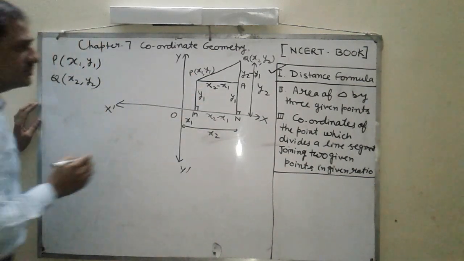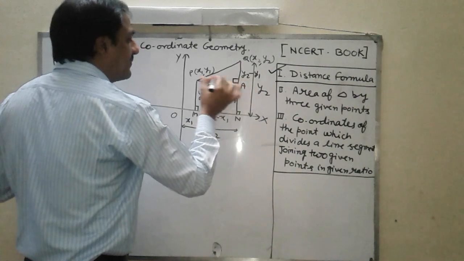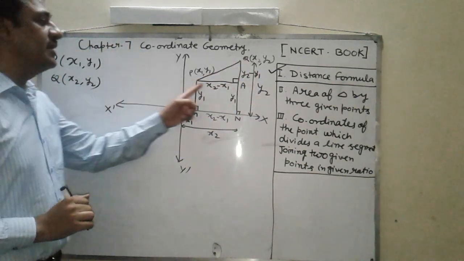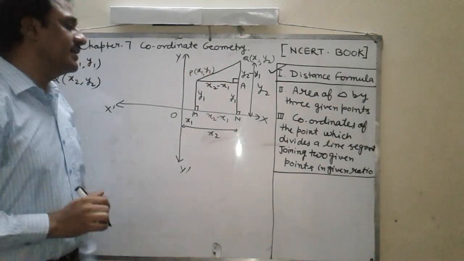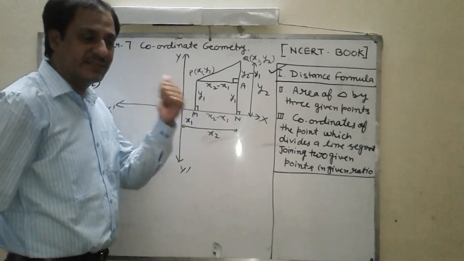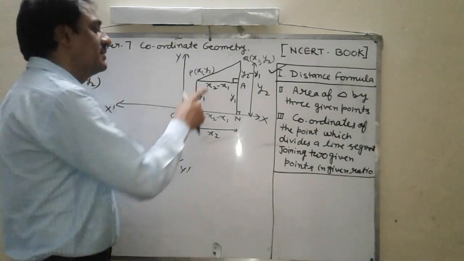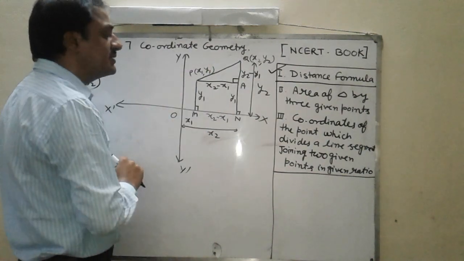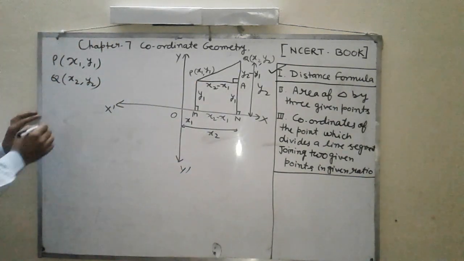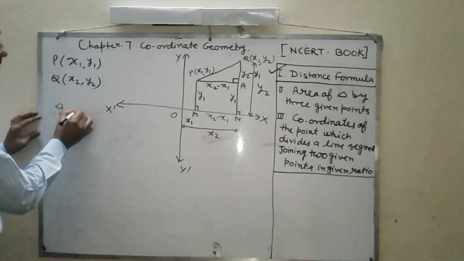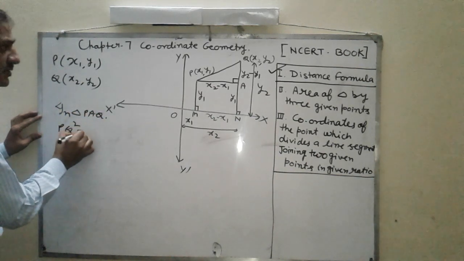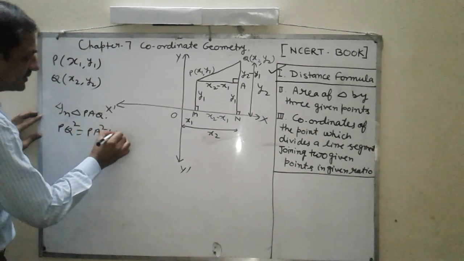Now I am going to use the Pythagoras theorem for finding the distance between P and Q. Here PAQ is a right angle triangle, and the side opposite the 90-degree angle is always the hypotenuse. So it means PQ is hypotenuse and other two sides are base and perpendicular. Now by using the Pythagoras theorem in right angle triangle, PQ square is equal to PA square plus AQ square.